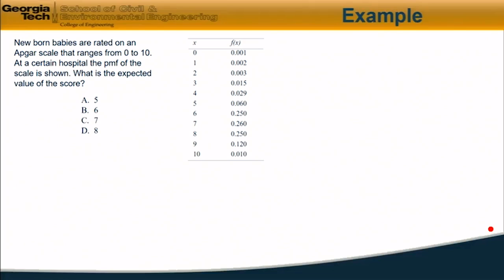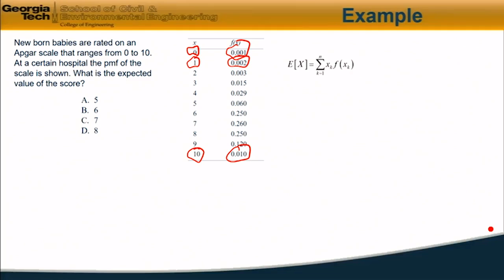So in this example, we have a score of x. A score of 0 occurs 0.1% of the time. A score of 1 occurs 0.2% of the time, up to the maximum 10, which occurs approximately 1% of the time. So which of these is the expected value?